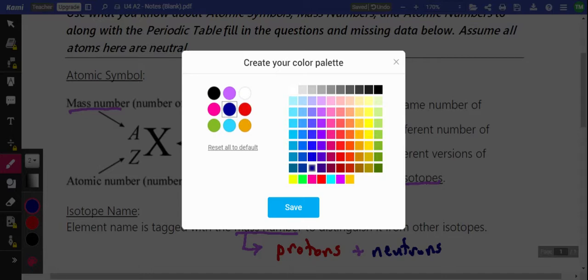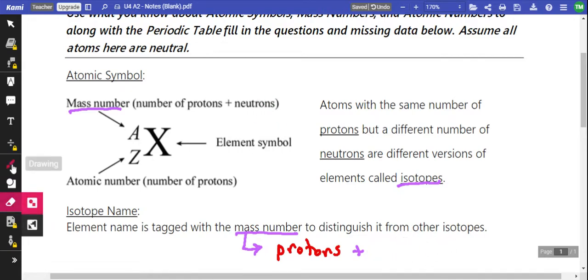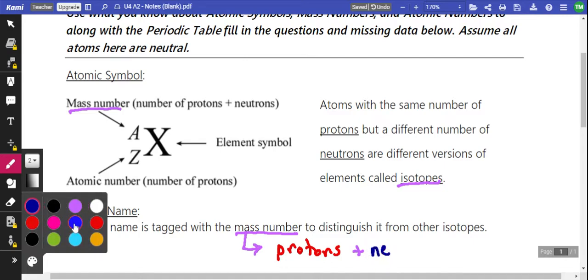I think I'm actually going to get a different color of blue. That's better. Get something a little bit lighter. Oop, I forgot to actually change it.